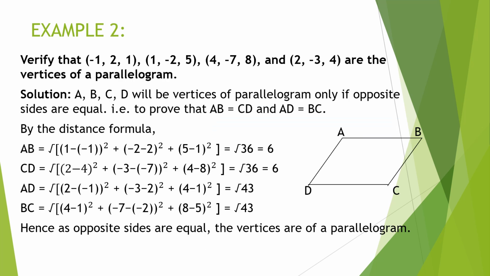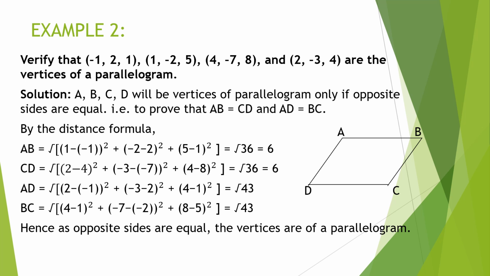Next example. Verify that -1, 2, 1, 1, -2, 5, 4, -7, 8 and 2, -3, 4 are the vertices of a parallelogram. Now just as we saw in the previous slide, if you want to prove that the vertices are that of a parallelogram, just show that opposite sides are equal in length. That means here we need to show AB is equal to CD and AD is equal to BC.